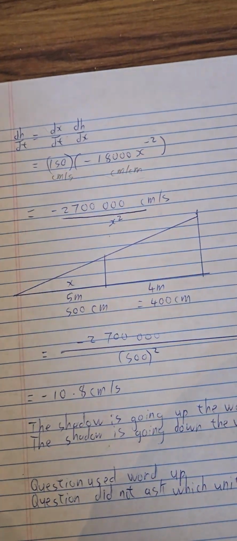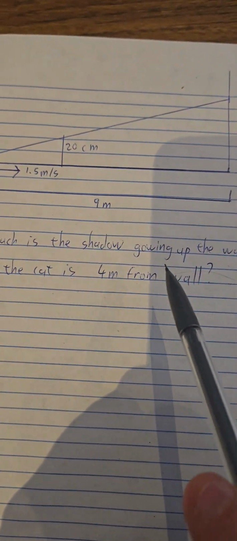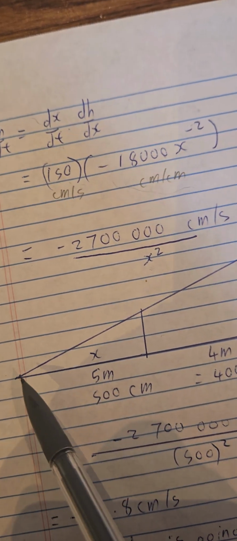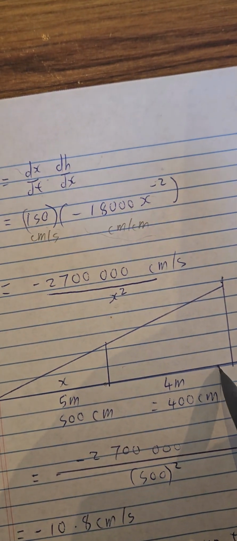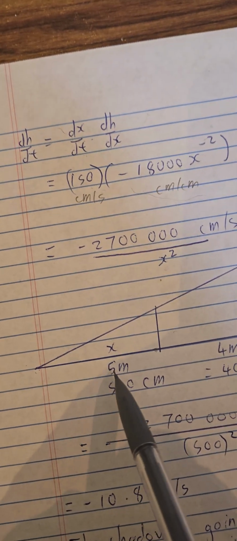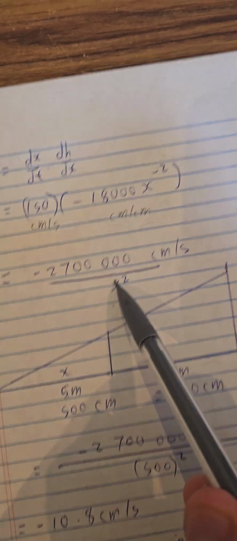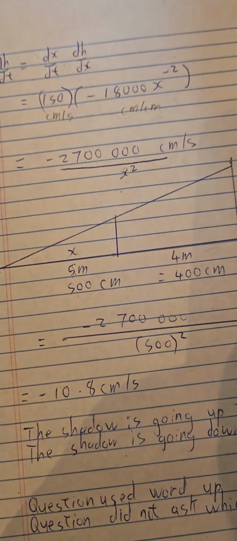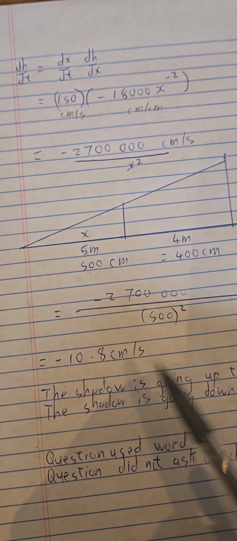But here's a little trick. We have to be so careful. Okay, I rewrote the minus 2,700,000. We were told when the cat is 4 meters from the wall. Now let's look. There's a cat 4 meters from the wall. I called x the distance between the light and the cat at the beginning of the question. So I must be careful not to plug the 4 in, but the 5. And I have to convert to centimeters, we'll be working in centimeters. So that x squared becomes 500 squared. So it's minus 2,700,000 divided by 500 squared. And if I simplify it, it's minus 10.8 centimeters per second.